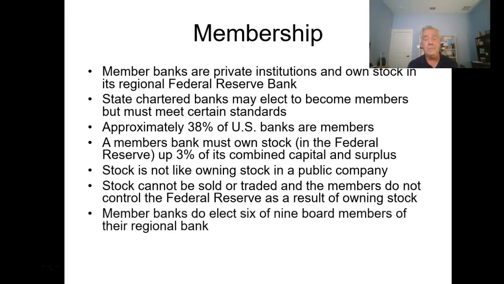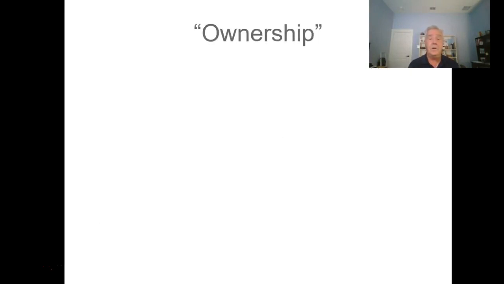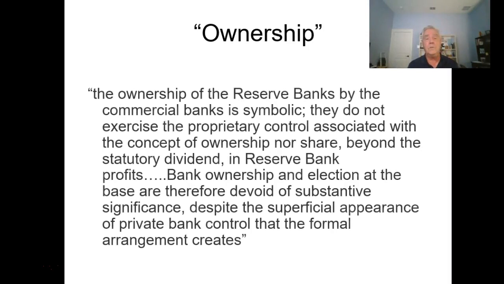So they do elect 9 board members of their regional bank. For instance, member banks in Texas, in the district headquartered in Dallas, do elect 9 members of the board of the regional bank headquartered in Dallas, Texas. Now, why would they do that? Maybe they wanted to have a say-so in what goes on in their own territory. Ownership is symbolic. They don't exercise any control over the Federal Reserve other than they collect a dividend.